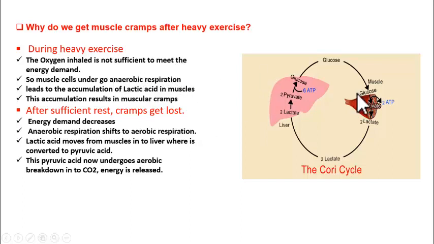Without oxygen, glucose gets broken down. And in this pathway, what is produced is lactic acid. This lactic acid remains in our muscles, and this accumulation of lactic acid causes muscular cramps. So because lactic acid accumulates, we get muscular pains.